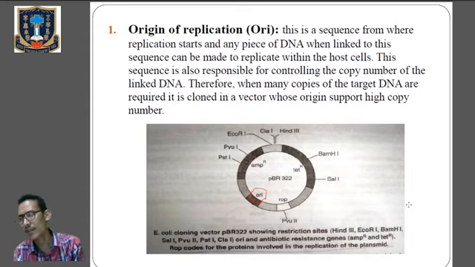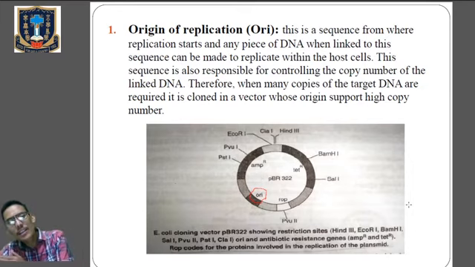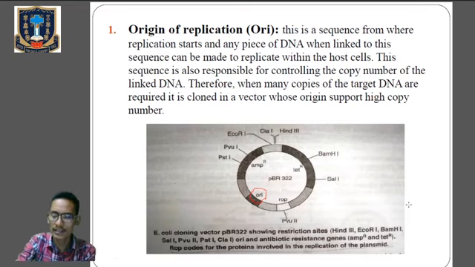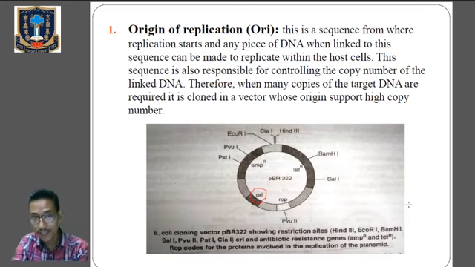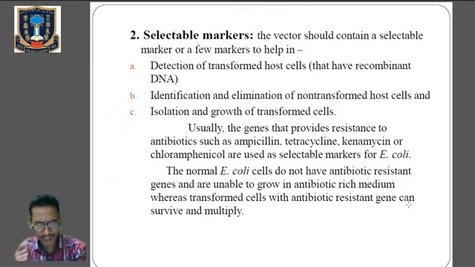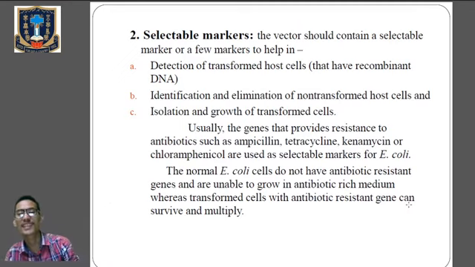So a single fragment of DNA can produce multiple copies when it is inserted or linked to the ORI site in a vector. Next one, selectable marker. This is very, very important. The vector should contain a selectable marker or a few markers to help in. Now, why does the vector need a selectable marker? Number one, detection of transformed host cells. That we will learn afterwards. What does the transformed host cell mean?